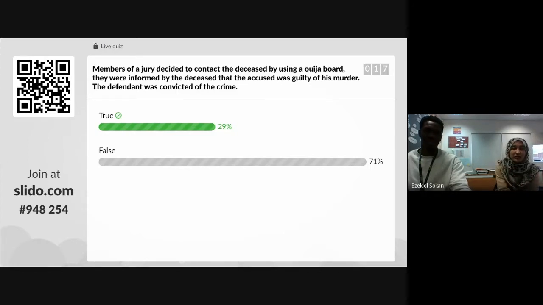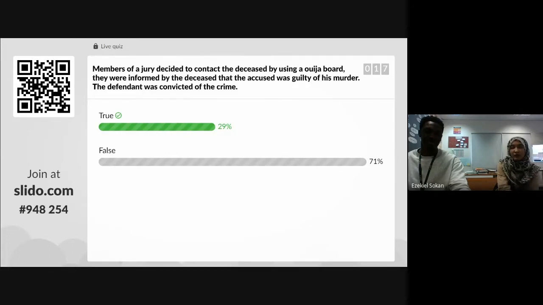So the 12 jury members that had to make a decision in this case about whether the defendant had killed the victim or not were so confused about what happened in the case. So they thought, all right, let's see if we can actually contact the dead victim. And they believed that they did. And the deceased, like Ezekiel said, told them, yep, it was him. He's the one who killed me. And they were actually caught.